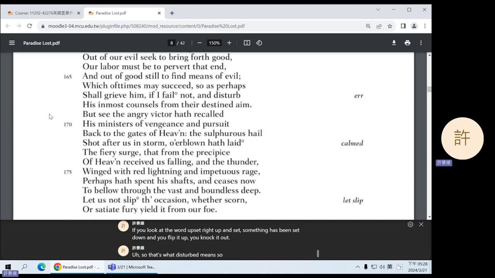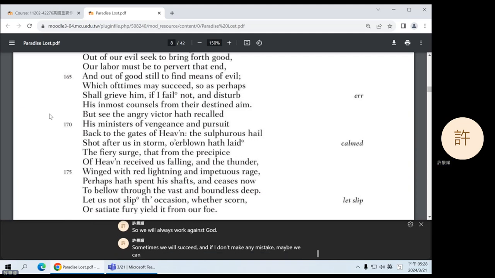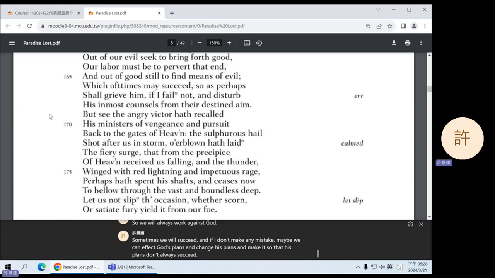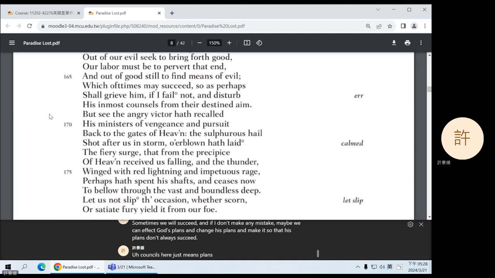So we will always work against God. Sometimes we will succeed. And if I don't make any mistake, maybe we can affect God's plans and change his plans and make it so that his plans don't always succeed. Counsels here just means plans. Inmost means the most intimate, which means the plans that he most cares about.